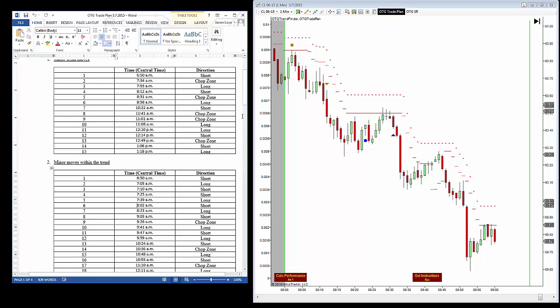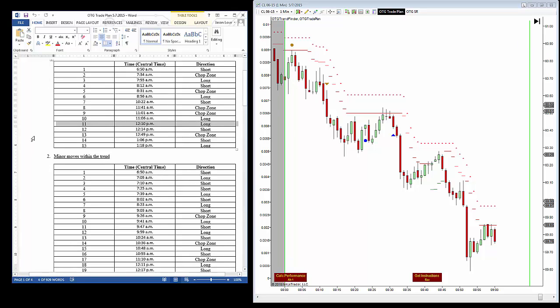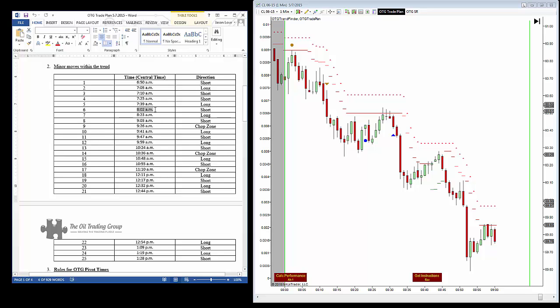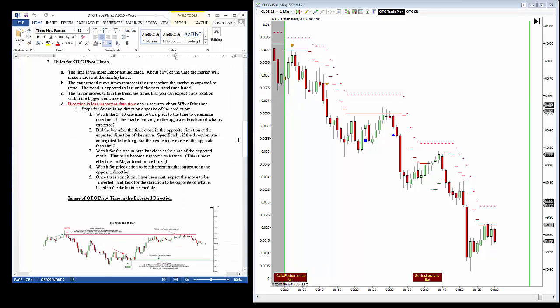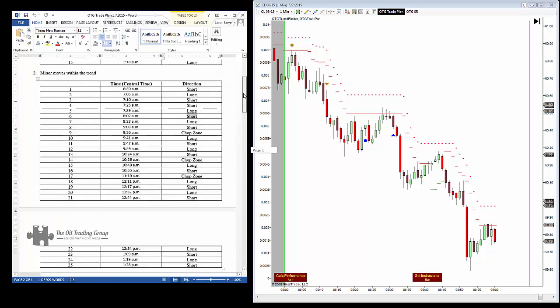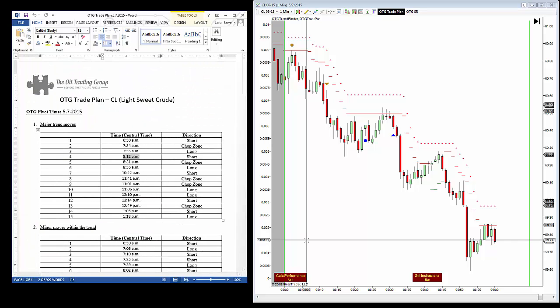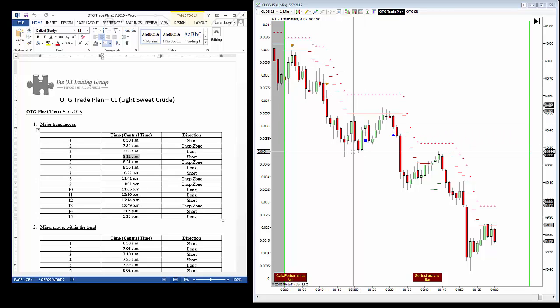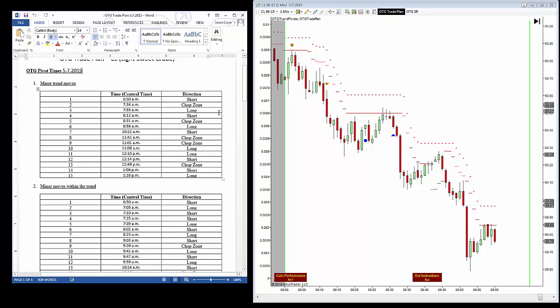Now, I'm going to draw your attention really quickly to this gold dot up here at 8:02 a.m. This is considered to be a minor move within the trend. At 8:02 a.m., the projected direction is short, and you can see that on the chart, I've marked that at 8:02 a.m. At 8:12 a.m., we had an indication that the market would be looking to get short, and that's indicated on the chart here as well. So again, you can see blue dots, blue triangles, gold dots, gold triangles, representing times that we're expecting the move to occur, and in that probable direction.